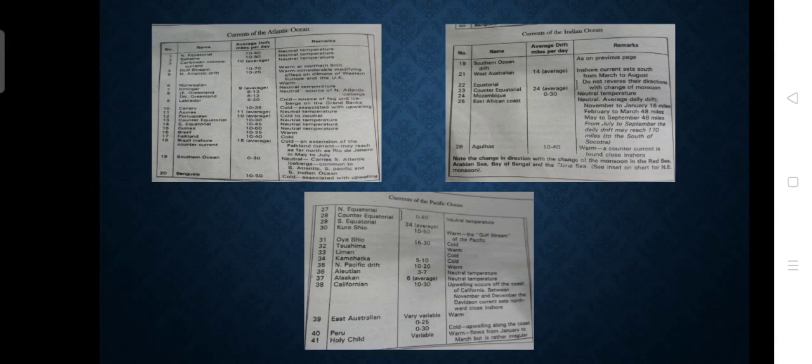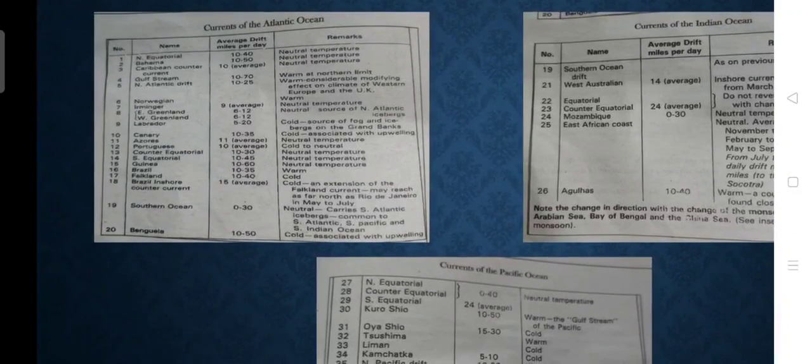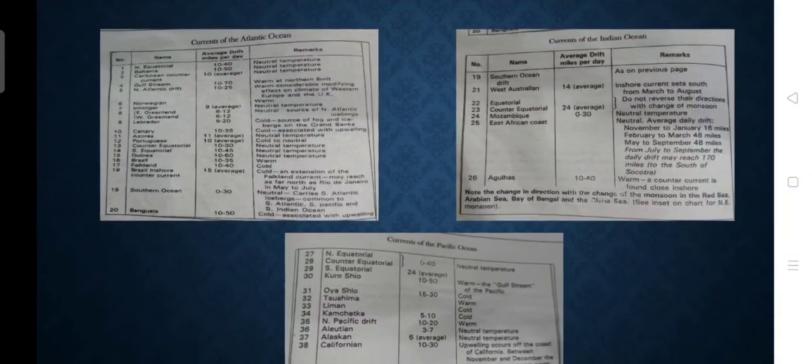So, ito naman yung current table. Itong current table na to, ito lang yung mga definition dun sa bawat remarks lang kung yung drift ng dagat. Ayan, no? Sa North Equatorial, 10 to 40 drift miles, average drift miles per day. Tapos neutral temperature. Yan lang naman yung mga another information about sa current sa Atlantic Ocean, Indian Ocean, saka sa Pacific Ocean.